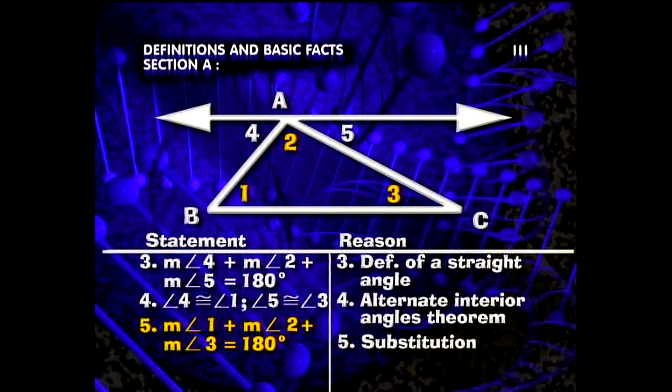The sum of the measures of angle 1, angle 2, and angle 3 equals 180. You see how we substituted the information in our last step into the information in the step before it to get this answer? That's some snazzy proofing for you, and we're done.